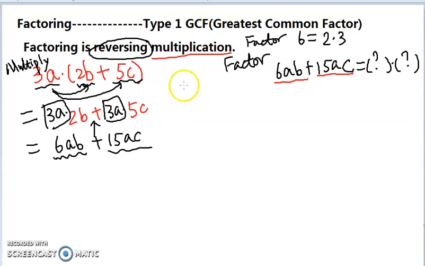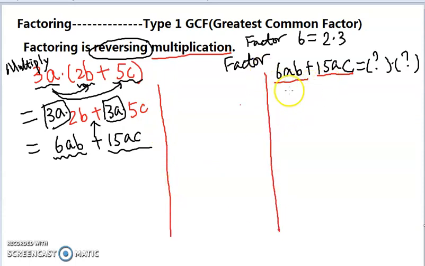So let's put it down here, how to find the GCF. We can break down 6ab, the first term, as a product of numbers and variables. We know 6 we can break down as 2 times 3, and a times b will just be a times b. And then we break down 15ac. 15 is 3 times 5.